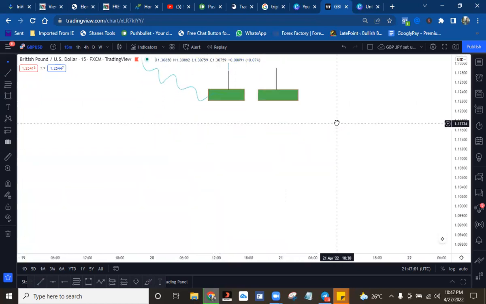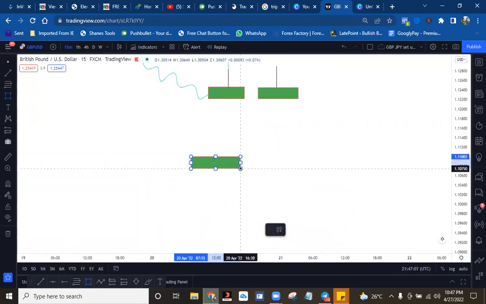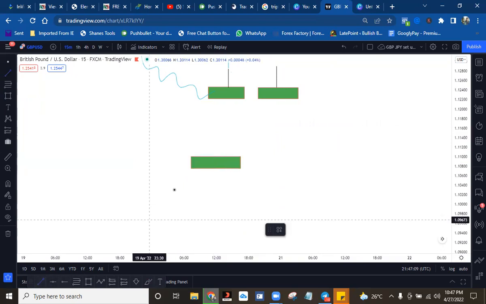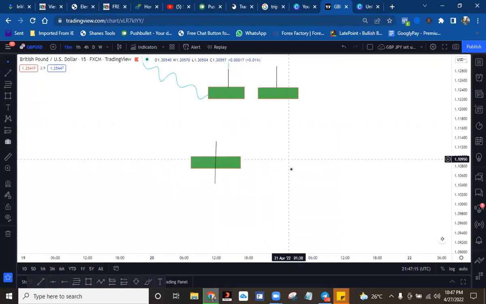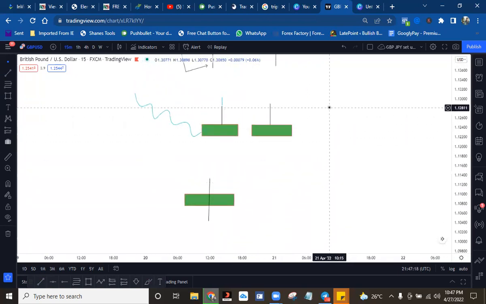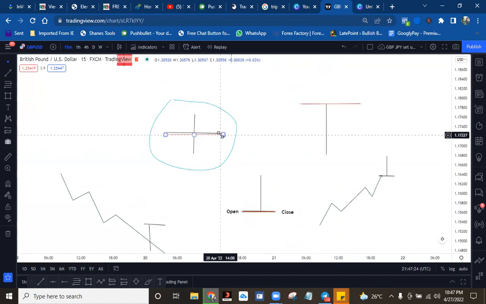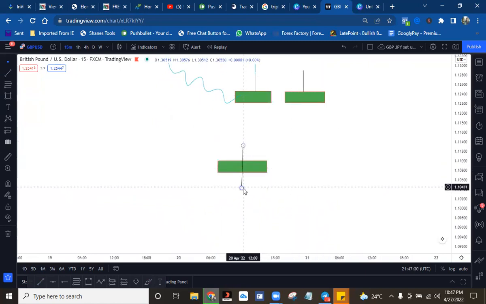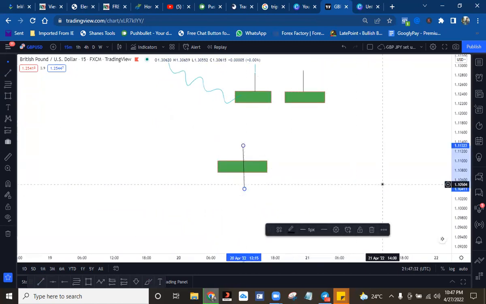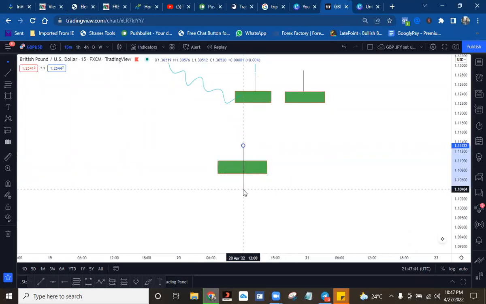Now we have another candlestick pattern, which looks like this. Take note, it is not the same as the Doji. Remember, a Doji closes at the exact place it opens, and this is how it looks. But the spinning top has a body, a little body. It doesn't close like this. That's what makes it different from the Doji.